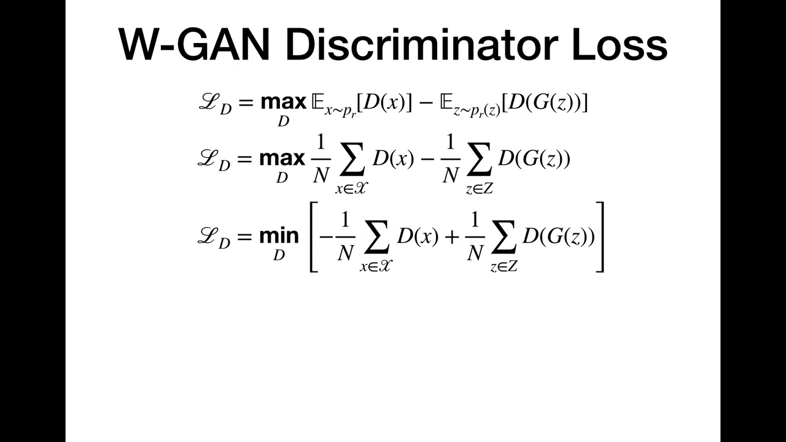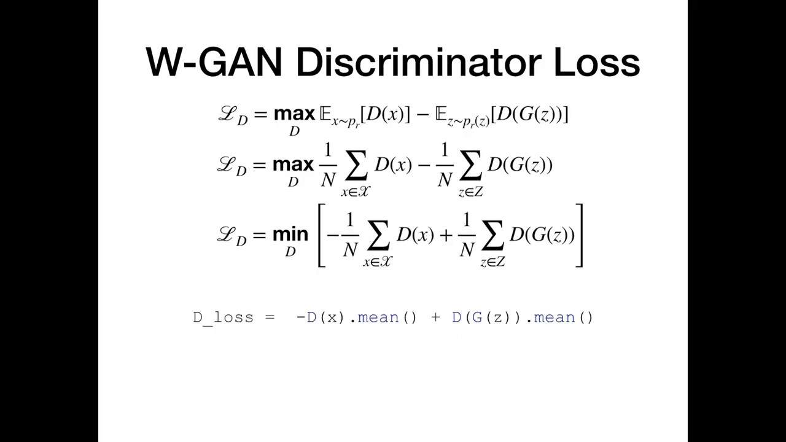In terms of code, we can write this very simply as just the negative of the mean over the discriminator's predictions for the real images and the mean of the discriminator's predictions for the fake images. Once again, the discriminator wants to predict high values for the real images, so the negative of that would essentially give us a low discriminator loss, and the discriminator wants to predict very low or negative values for fake images, which would in turn also give you a low discriminator loss.